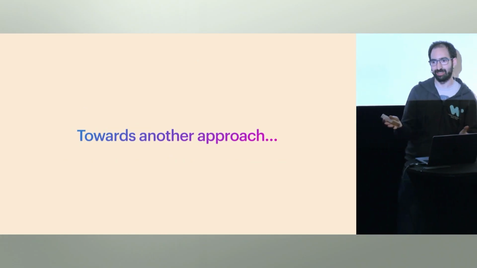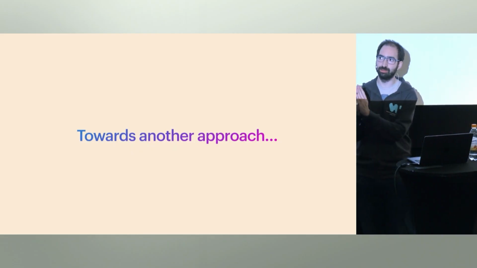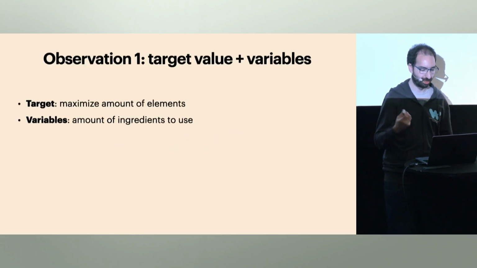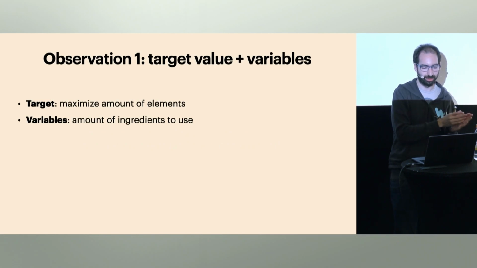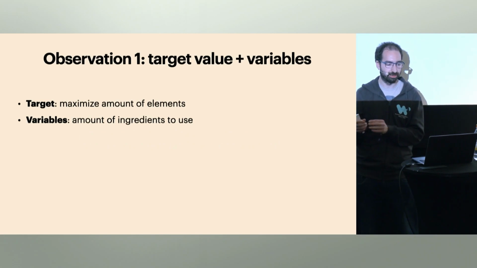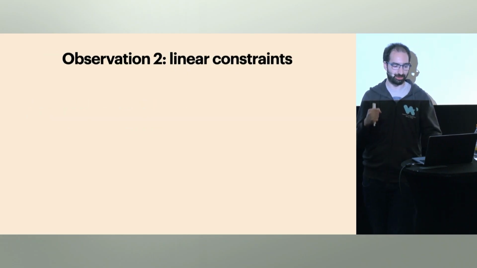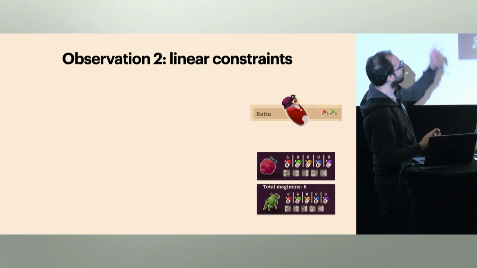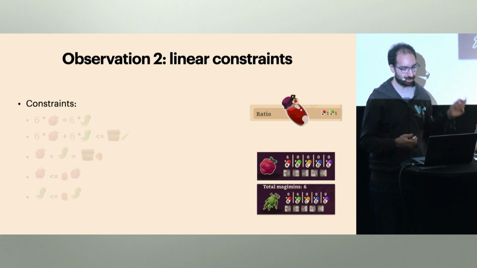The way that I want to shift is to look at two characteristics of this problem that make it eligible for another approach. The first one is that we have this concept of target values. We want to maximize the amount of elements by changing different variables. So we have a target value with variables that we can change. And second, the observation that all our constraints are linear. The constraints that we have are that we have to make this ratio with these kinds of elements.